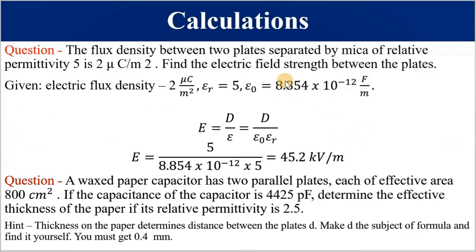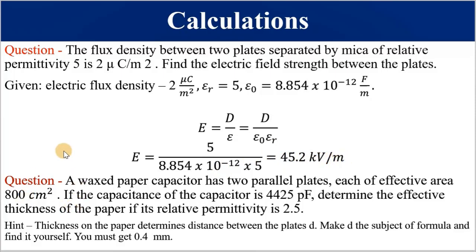Another problem worked out for you. The question goes, the flux density between two plates separated by mica of relative permittivity 5 is 2 microcoulomb per square meter. Find the electric field strength between the plates. How do you find the electric field between the plates? It is simply electric flux density divided by absolute permittivity, and absolute permittivity is equal to epsilon naught times epsilon R. Hence, we are going to substitute the values. Take note, you must get 45.2 kilovolts per meter.